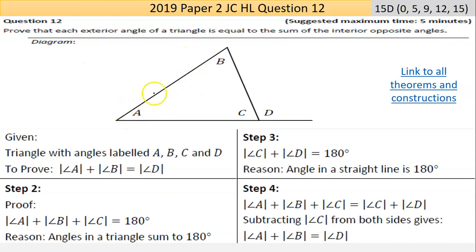So this diagram is basically what you're asked to prove. You're asked to prove that the exterior angle, D, is equal to the sum of the interior but opposite angles. So these two angles here, A and B. Okay, so you draw this. This is basically step one. You draw this diagram, and you'll state that you're given the triangle with angles labeled A, B, C, and D, and you're asked to prove that the size of angle A plus angle B is equal to angle D.